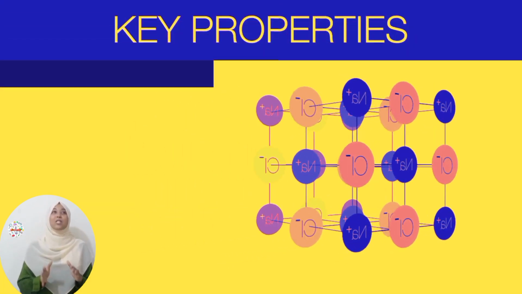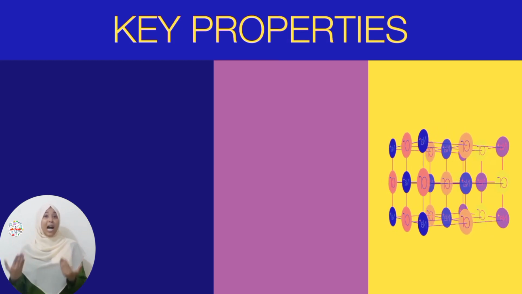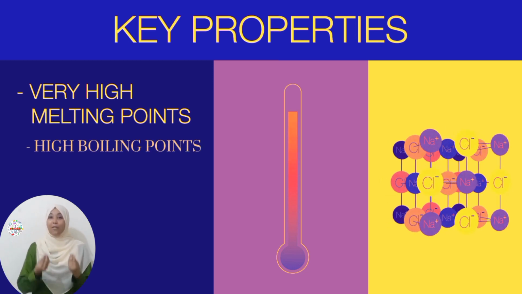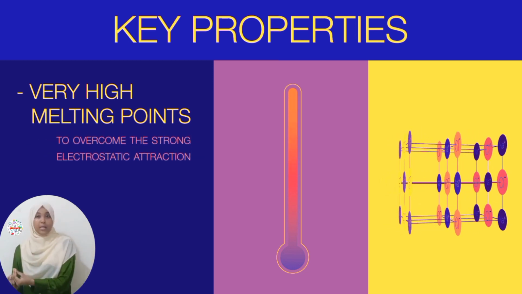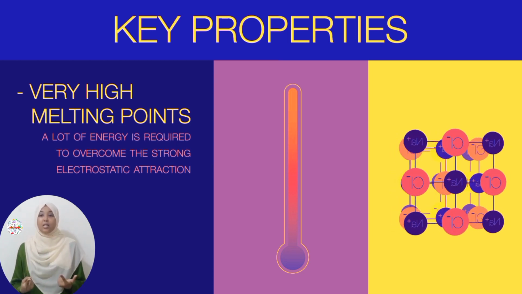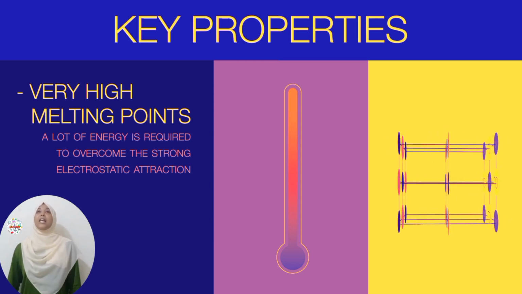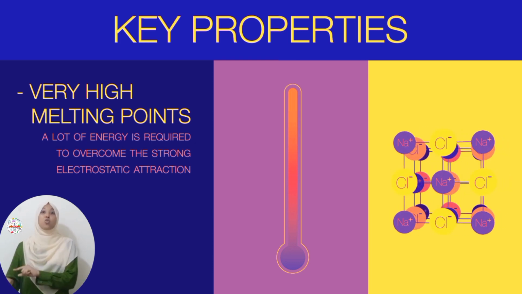Now moving on to the properties. So what are the properties of ionic compounds? Number one is that ionic compounds tend to have high melting and boiling points. A boiling point simply refers to a specific temperature whereby a substance changes from liquid to vapor state. So for example, if you want to heat water, when it reaches 100 degrees Celsius, water starts to evaporate. That is the boiling point of water. Now, melting point, of course, is the temperature at which solids turn to liquids.